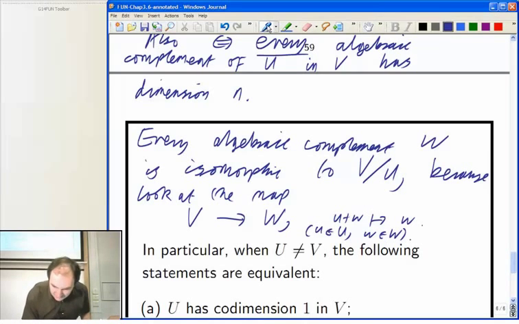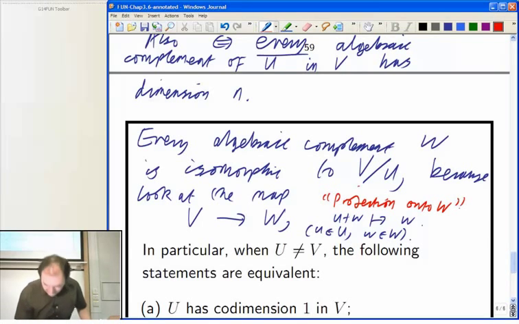In some sense, it's not any sort of orthogonal projection, but you can think of this as projection onto W according to this decomposition. So you've got this projection onto W, and it's surjective, and the kernel is U. So by the isomorphism theorem, you quotient out by U, and you get an isomorphism.